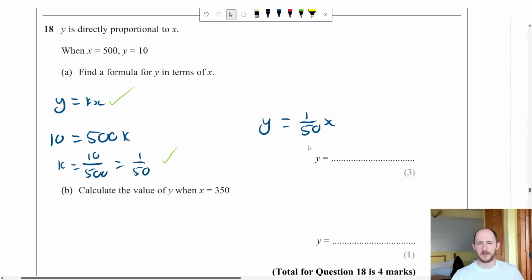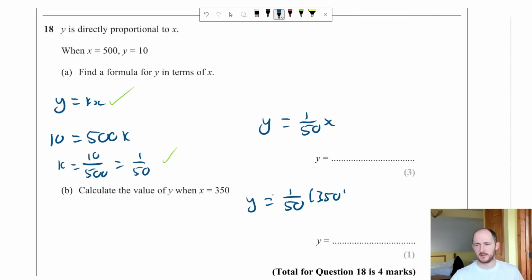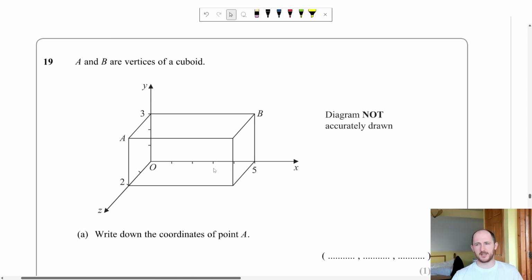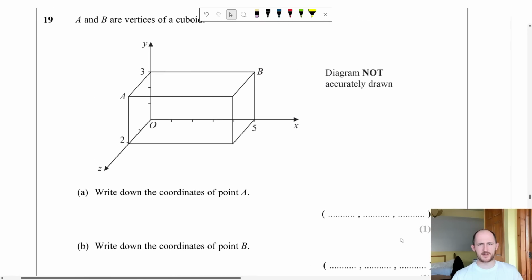Such a good question. Hence, find the value of y when x is 350. Sure, that's y is equal to 1 over 50 times 350. It should be 7. 4 marks in like 30 seconds. It's really good.